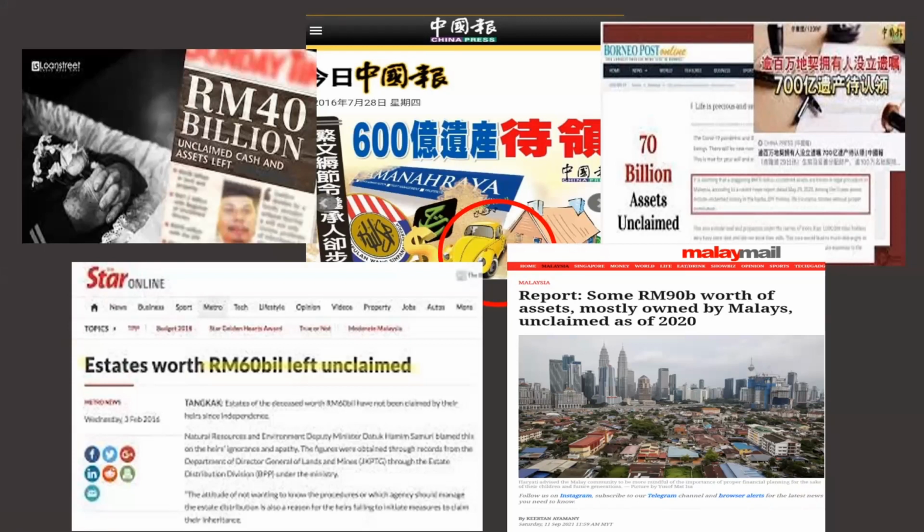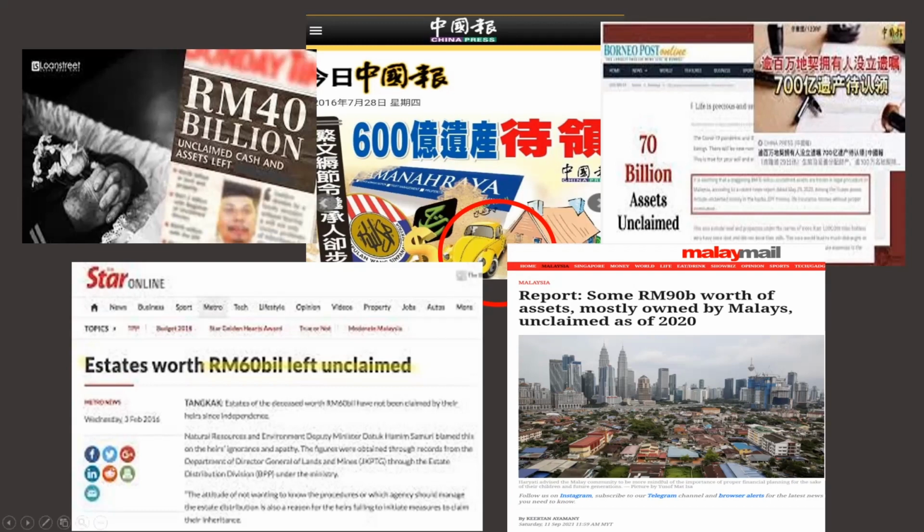The problem is we have a lot of unclaimed cash and assets, a lot of estates that are not distributed accordingly, or stuck because you don't know you have it. Your father has it, but he keeps it quiet, and you don't know of these assets. So the assets are held by the government. That's why you have the unclaimed money. Unclaimed assets worth 70 billion, 80 billion, from 40 billion, then it slowly rose up. On my lower right-hand corner, you have some 90 billion worth of assets, mostly owned by Malays. As I understand, a lot of it is due to land, okay?